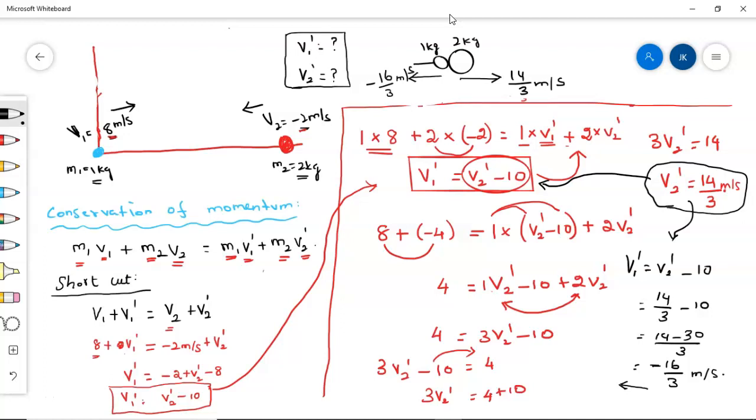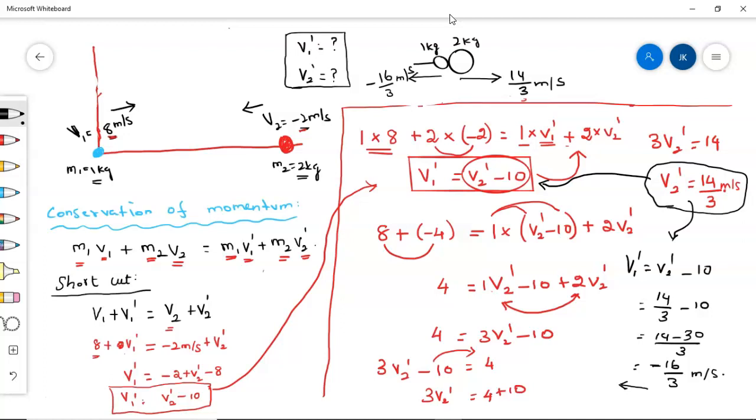The calculations may not be exact because I am not using a calculator. So this is the concept. If there is any doubt, you can post your comment in the comment box.